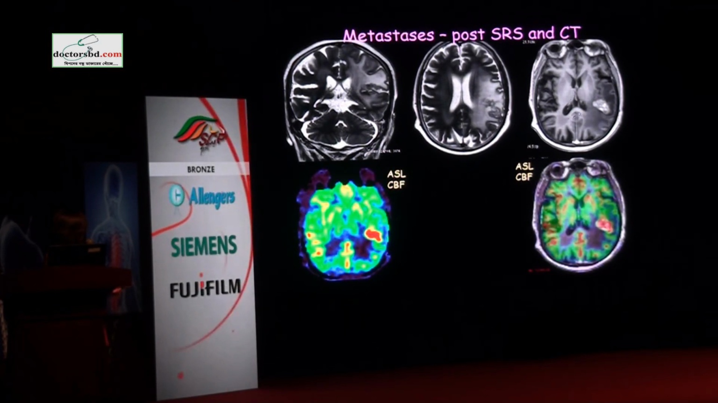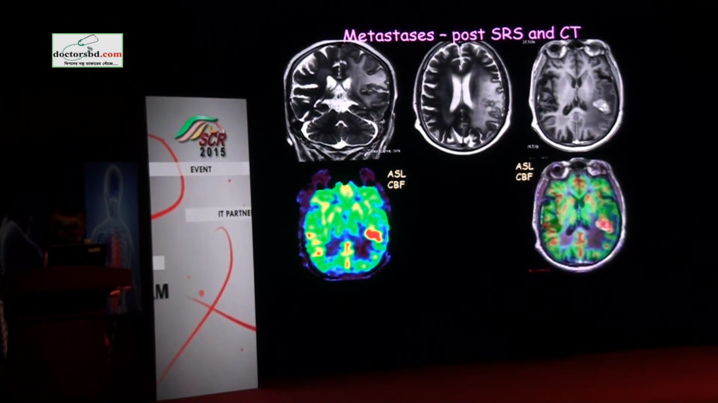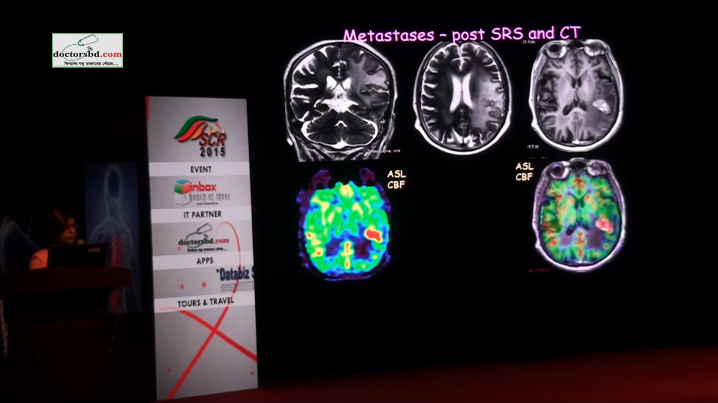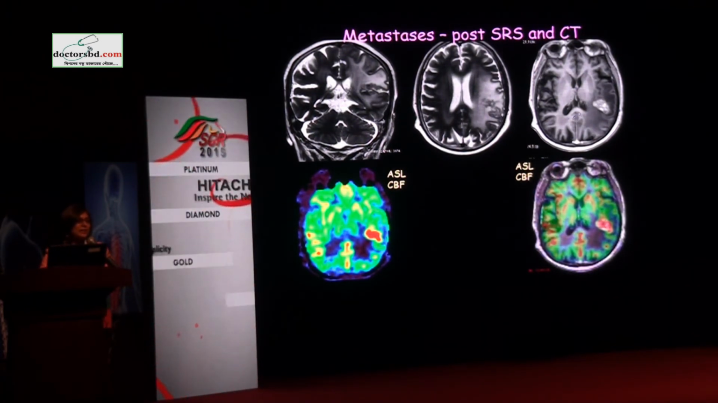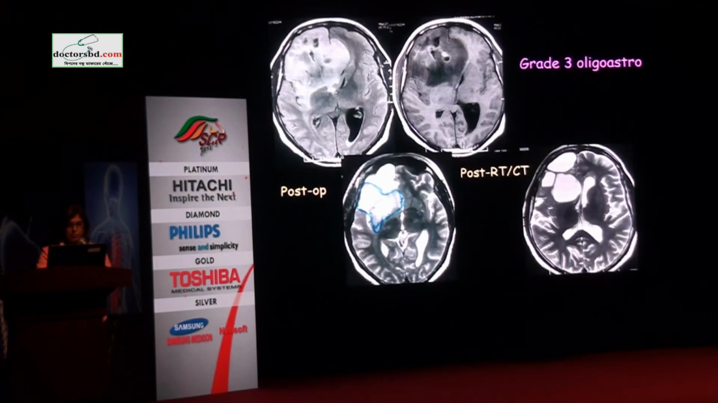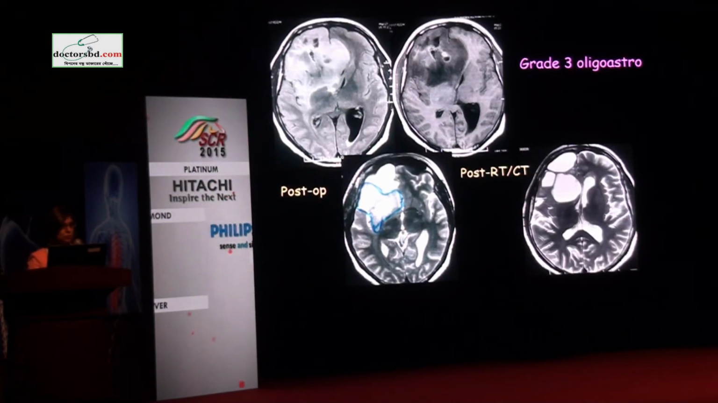So this is just the color map, and this is the color map overlaid on the anatomy, and you can see the enhancing lesion showing more flow. And why was this very important? Because we could not get a good IV line on her because of her chemotherapy treatment. So ASL was the one we could resort to.